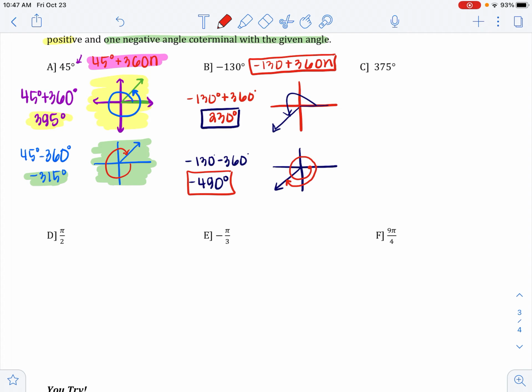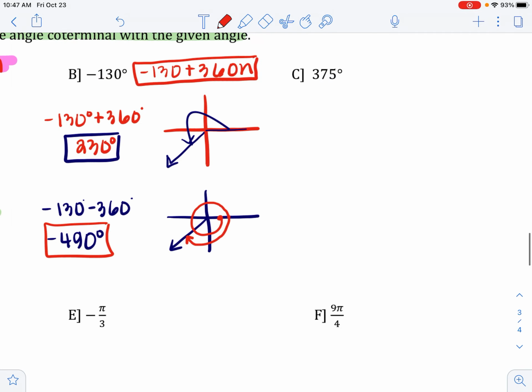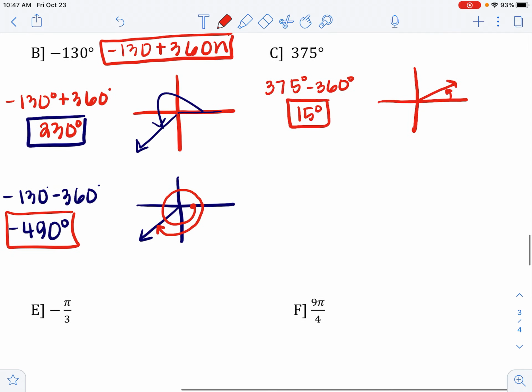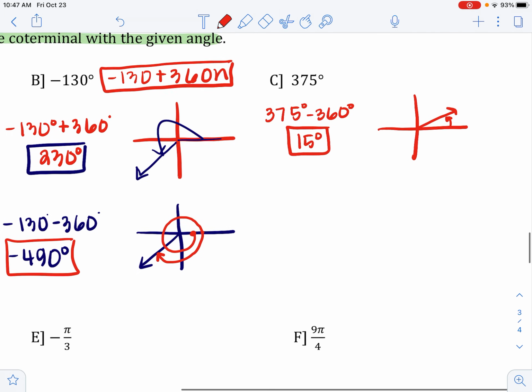One thing I will say is don't forget to draw them in your homework, because we do ask you to draw them on your test. All right, 375, I need a positive angle. First thing I notice is this is more than 360. So I'm going to get a positive angle by subtracting, because I'll still be positive. That's 15 degrees. Drawing that is super easy. 15 degrees is in my first quadrant. It's right there. Done.